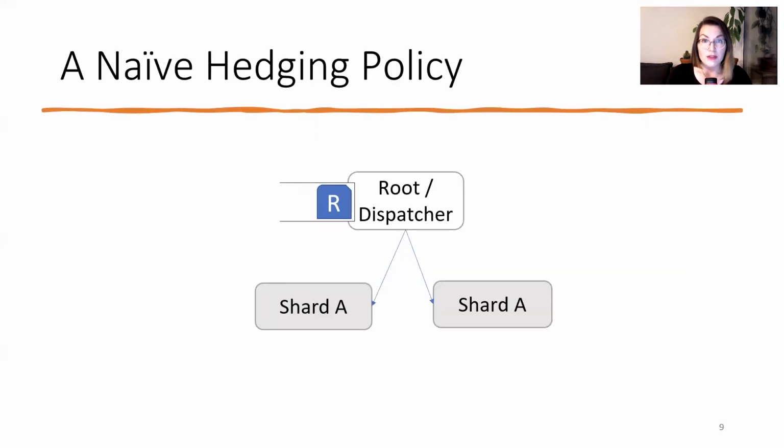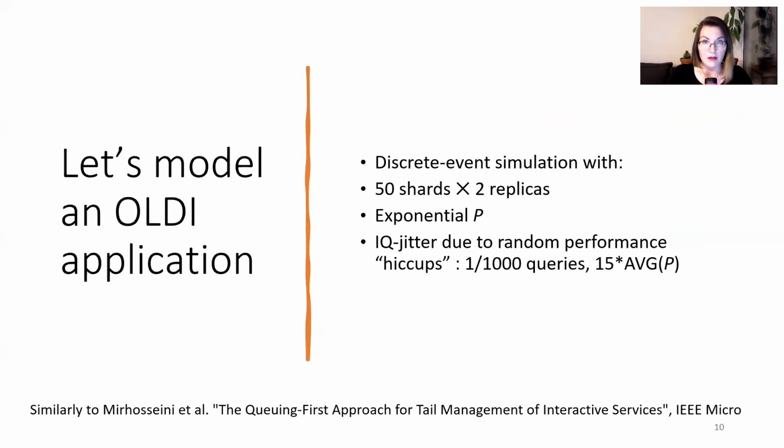Let me show you the simplest possible hedging policy there is. When the request comes in, two queries are sent to identical replicas of the same shard. One of them finishes, and the request was able to complete, even though the other query was still stuck over there. To build some intuition for the trade-off between hedging and load balancing, we ran many discrete event simulations. Here I will show you one of them.